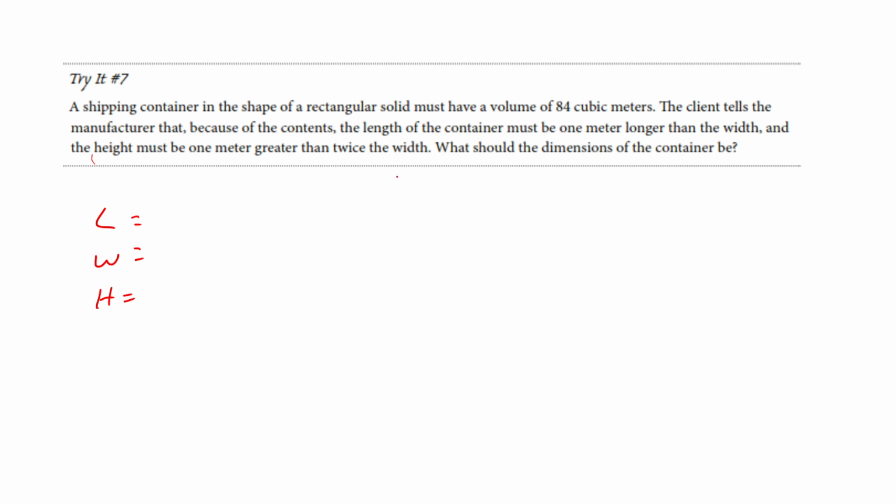And they're telling me the length is 1 longer than the width. So everything is again going to build off the width. So the length is 1 longer. The height must be 1 more than twice the width. You agree with that? Okay, so I'm going to use that same formula for volume, and I would have this. So this is the length, the width, the height being multiplied, and they equal 84.